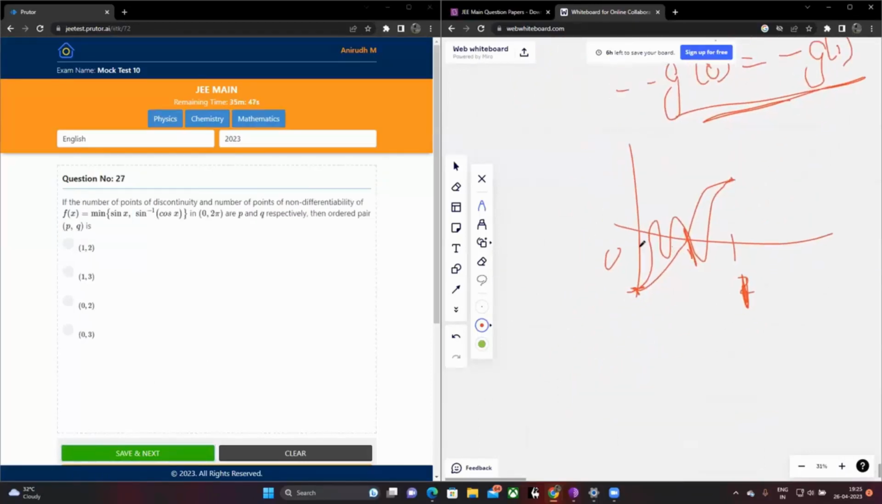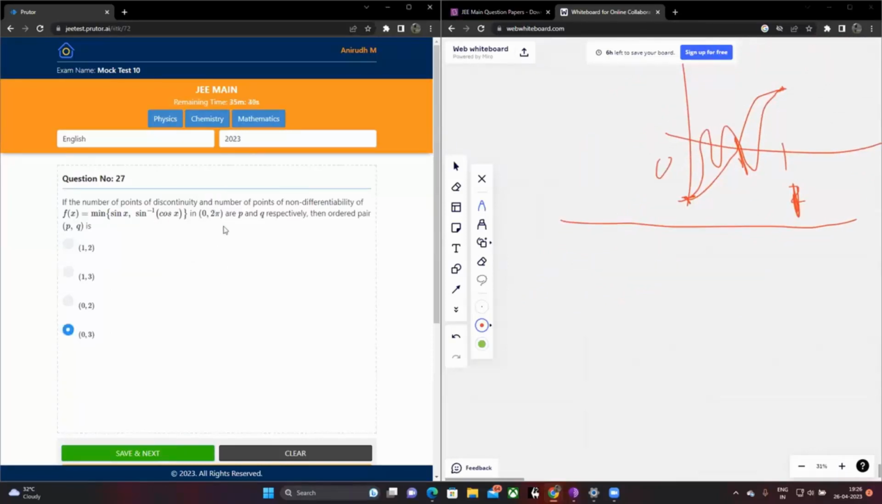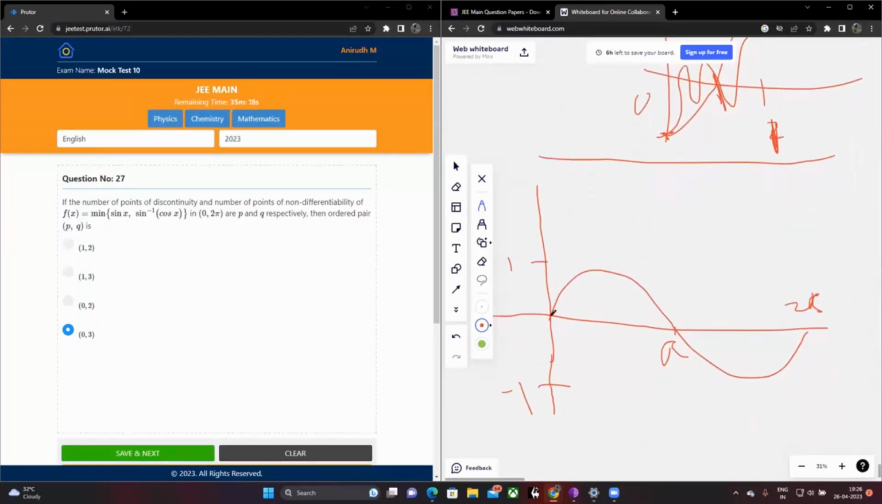27. The number of points of discontinuity and non-differentiability of the min of this is basically, I'll just mark the answer, that's 0, 3. But how I got it is by drawing the graph of it, right? In 0 to 2 pi, it simplifies matters a lot. So basically, I'll draw this. This is pi, this is 2 pi, this is 1. And so this is the graph of sin x. And sin inverse cos x basically goes like this, where it reaches pi by 2.